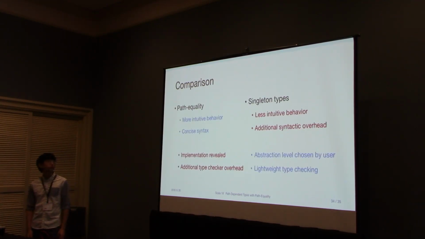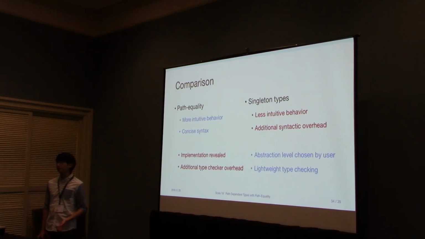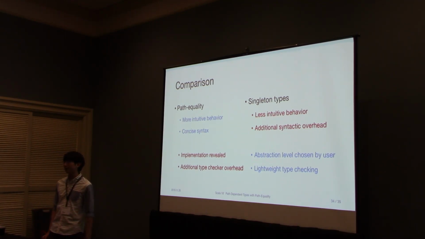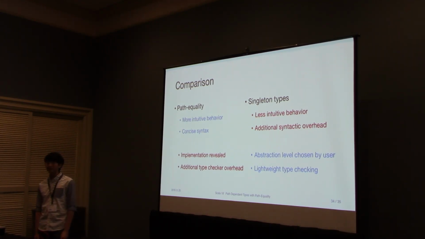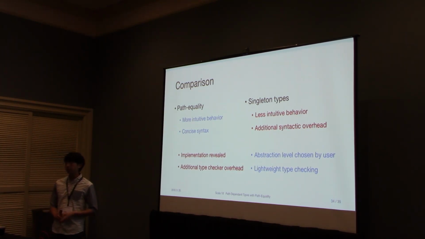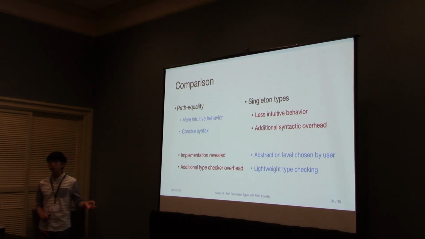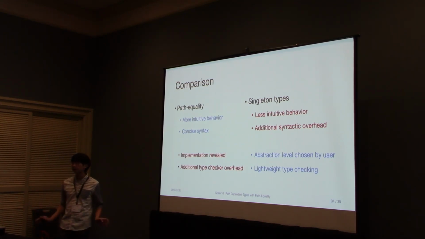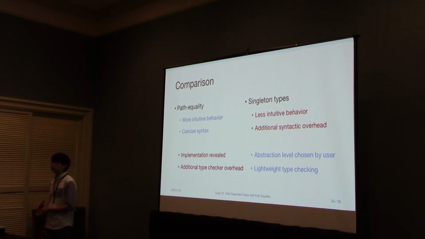So let's compare two solutions. First, if we add path equality checking to the language, then it results in more intuitive behavior, at least for us who implement static analyzers. And also, it allows users to write code more concisely without adding additional type parameters or singleton types. However, path equality checking will always reveal the implementation, while users can control the level of abstraction under the original type system. Also, path equality checking will add considerable overhead to the type checker.